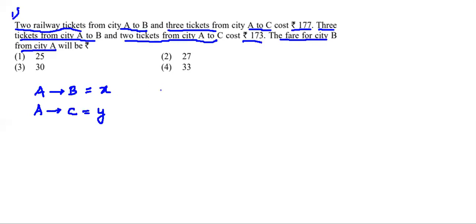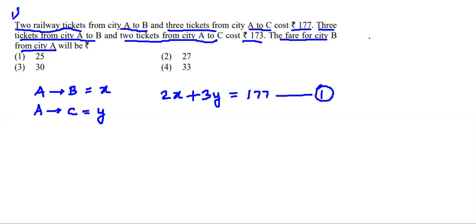Here we go. So now the question says two tickets from city A to B. That means 2 times A to B. As per our assumption, it is going to be X. So 2X. And three tickets from A to C, and A to C we represented with Y. So 3Y. So the total cost will be nothing but 2X plus 3Y. This is given to be equal to 177 rupees. So let us have it like this, and let's call this equation number 1.